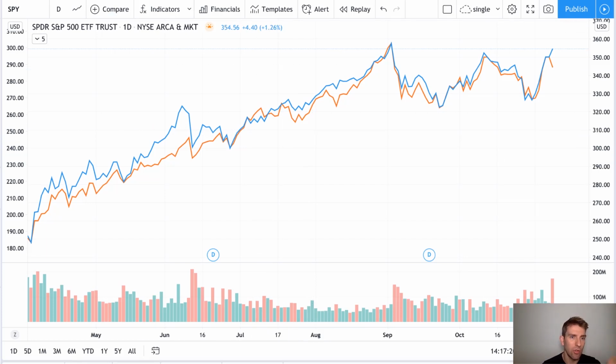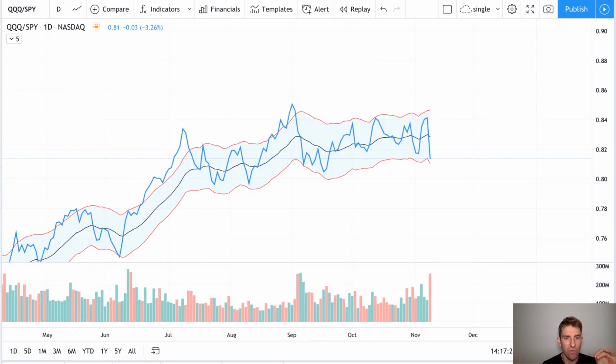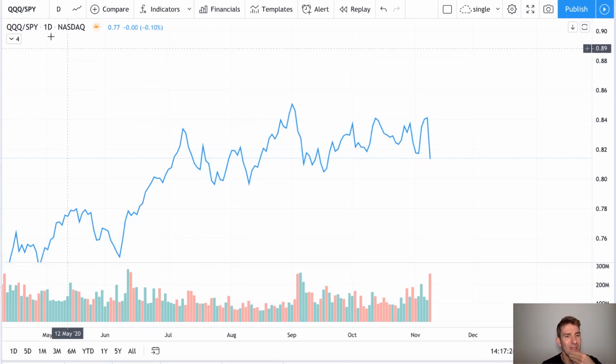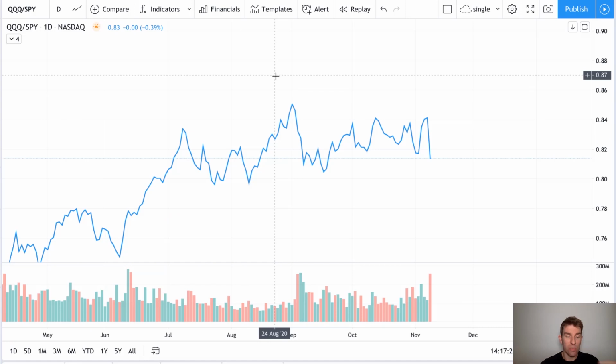So one thing we can do, which I've prepared already for you, and let me just remove some of the bits and pieces from here. Don't get ahead of ourselves. Right, so what we can do on TradingView, which is great, is we can construct the pair just by putting in exactly what we want.